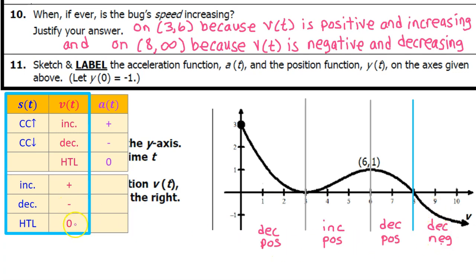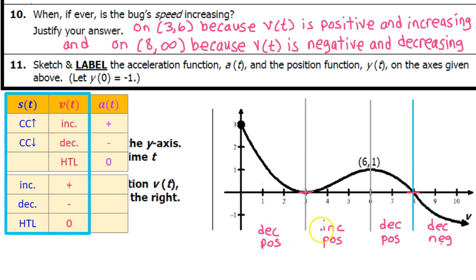Finally, wherever velocity is 0, the position function will have a horizontal tangent line. So I'm going to put a little horizontal mark here and here where velocity is 0 to remind me to form a horizontal tangent line in the graph of the position function at these values.